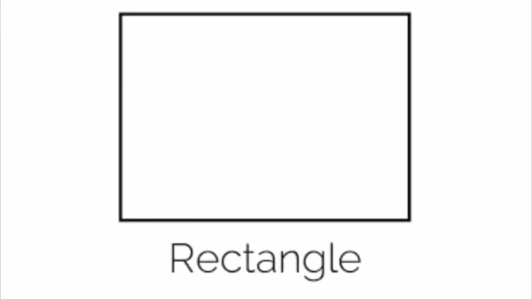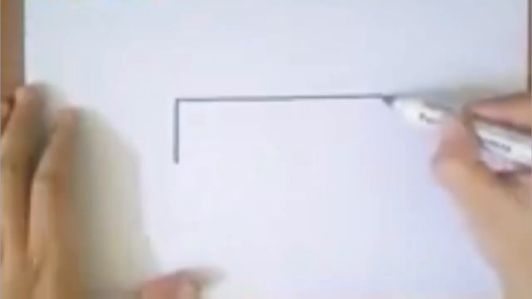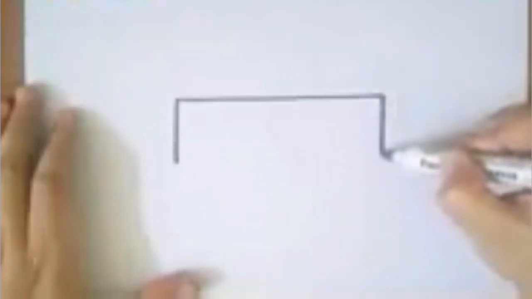Secondly, the rectangle is the geometrical shape that we are learning. See, it is a rectangle. We learn to draw the rectangle several times, first by scale and then by freehand.